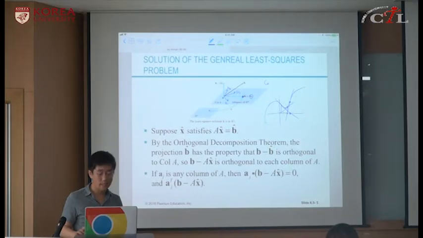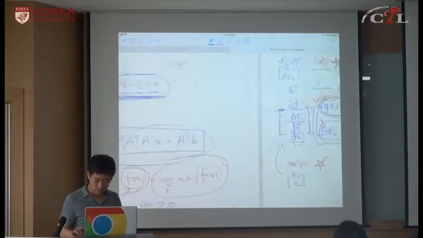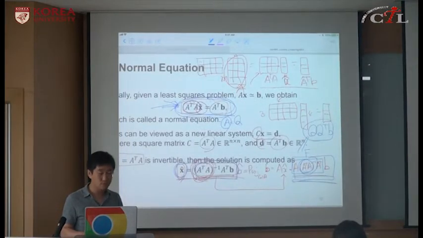So that is when this guy, A transpose A, is not invertible.